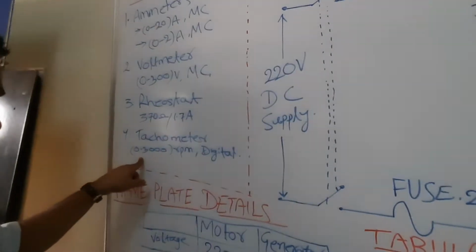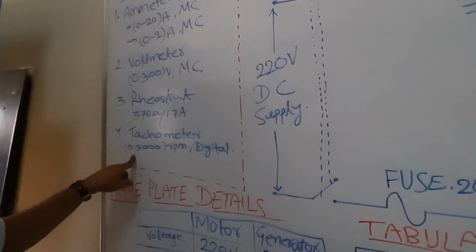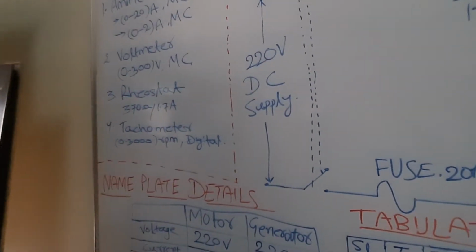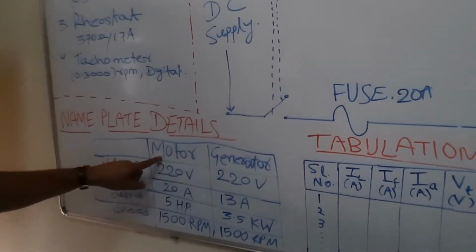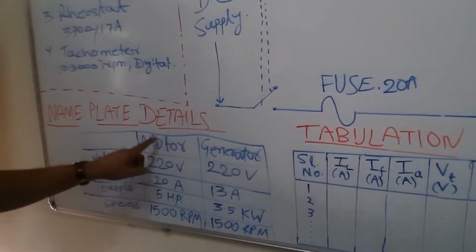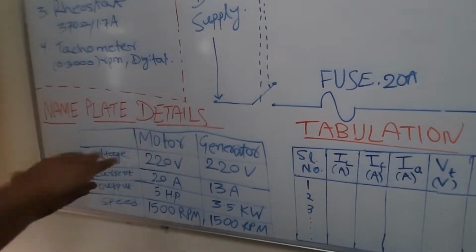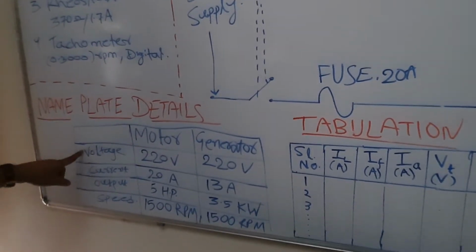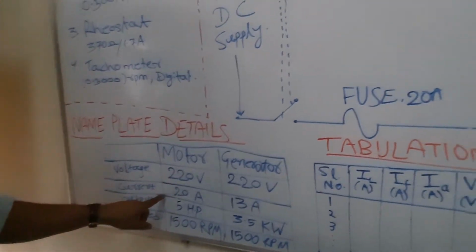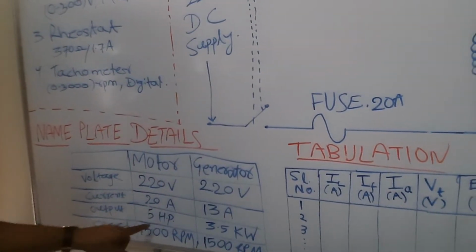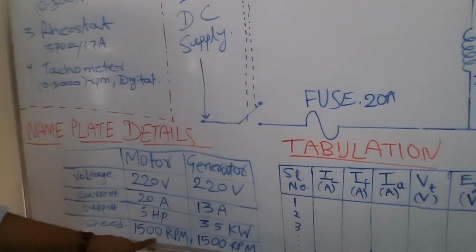The range is 0 to 3000 rpm, and it is digital type. Next, the nameplate details. I am using two machines, one motor and one generator, and these are the ratings written on the plate of the machine: voltage, current, output, and speed. For the motor, voltage is 220, current is 20 ampere, output is 5 HP, and speed is 1500 rpm.